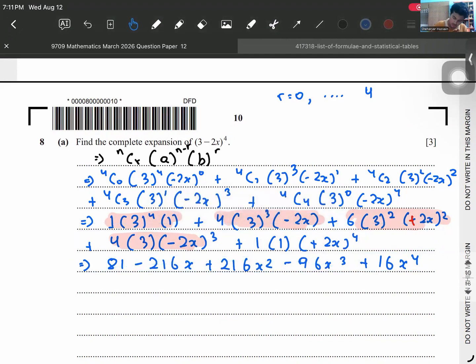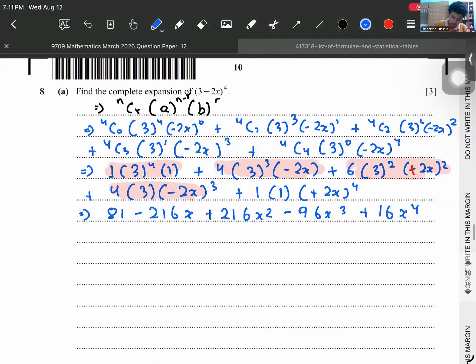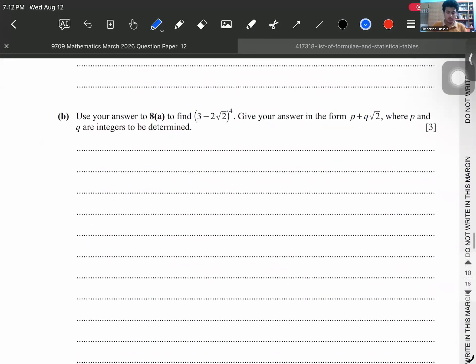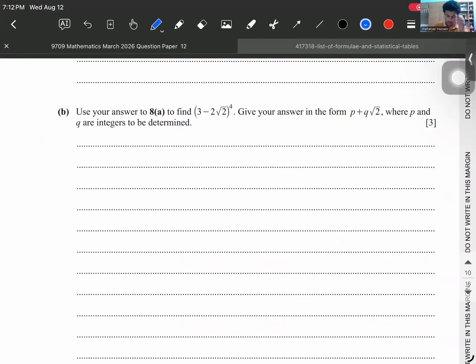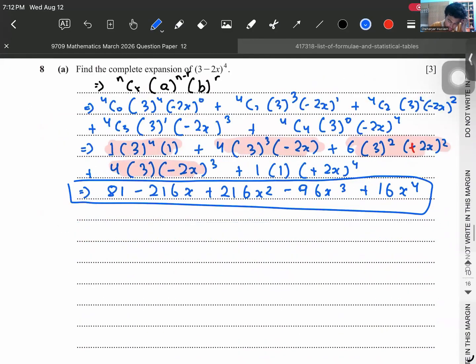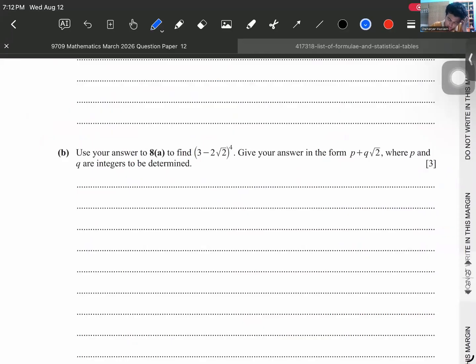Right, and that is your answer. So let's circle this. Okay. Part B. Use your answer to 8 part A to find (3 minus 2 under root 2) to the power of 4. So 3 minus 2x, in place of x we have under root 2. Give your answer in the form p plus q under root 2, where p and q are integers to be determined. All right. So let's write down the original answer that we got.